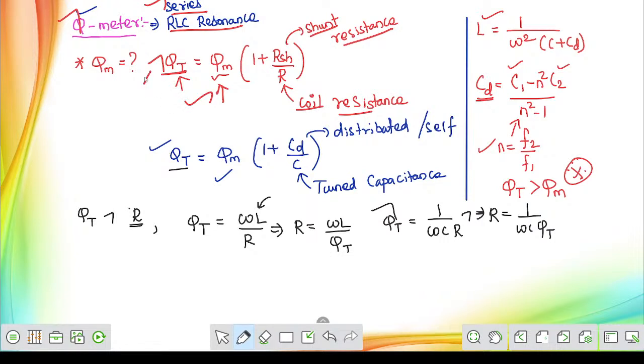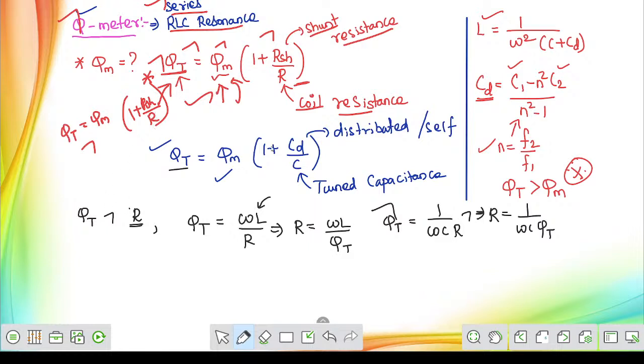First thing, you will be requested to calculate any one unknown parameter from this equation. All you have to do is use the relation between the measured value of the quality factor, the true value of the quality factor, shunt resistance and coil resistance R: the true value of the quality factor Q_T is equal to the measured value of the quality factor times 1 plus shunt resistance divided by coil resistance. You will have to remember this formula.